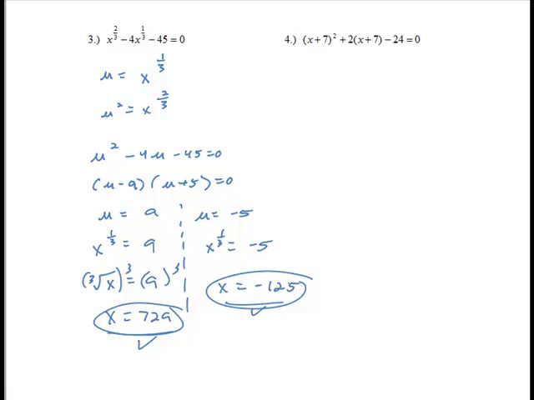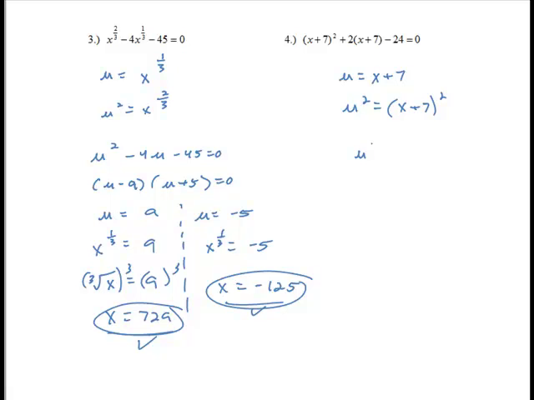And example 4. Example 4 is already a quadratic equation. Now, it's certainly not in standard form, so we could get it in the standard form relatively easily. FOIL the x plus 7 squared, distribute the 2, combine like terms. But this is an example from the homework in that technically it's quadratic in form as well. If we let u equal x plus 7, u squared then, of course, would be x plus 7 squared, which is the first term.